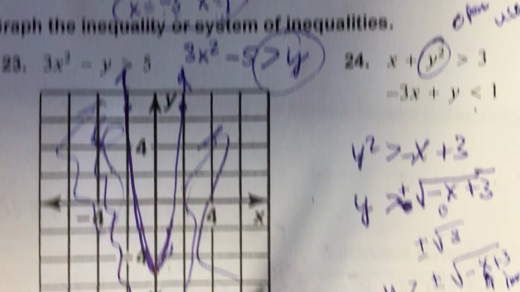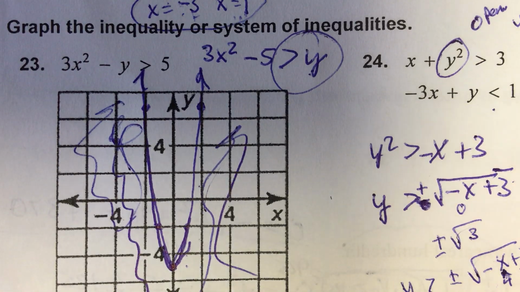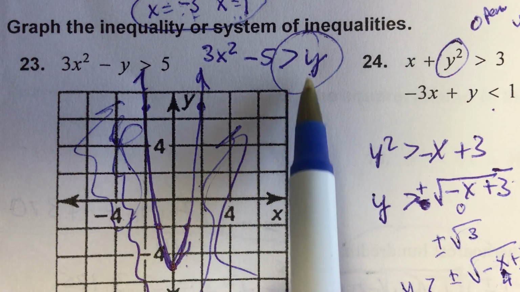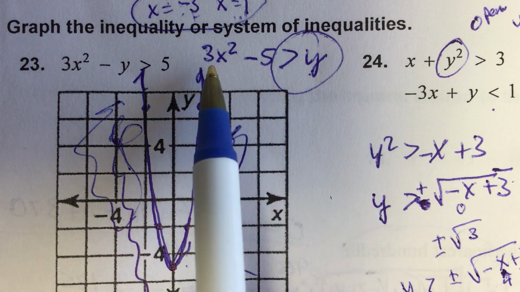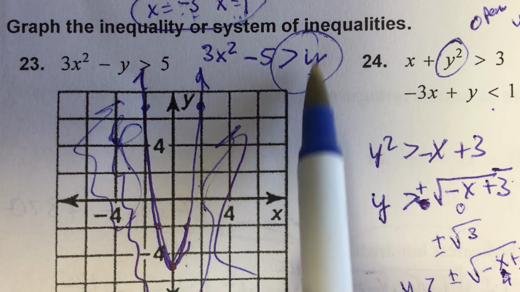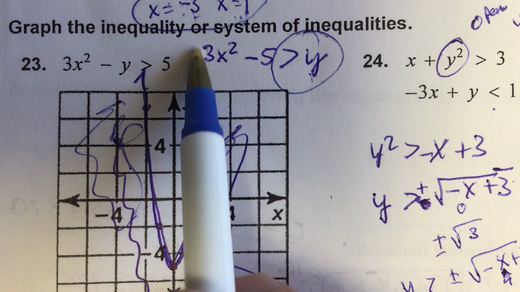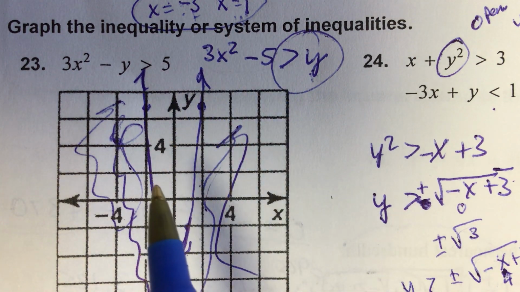It says graph the inequality of the systems. Well, that's actually fairly easy. You can do that on your graphing calculator. All you got to do is solve for y. So I get the y by itself. I actually added y to the other side and subtracted the 5. You must read from the y though. So reading from the y, y is less than the graph of the parabola.